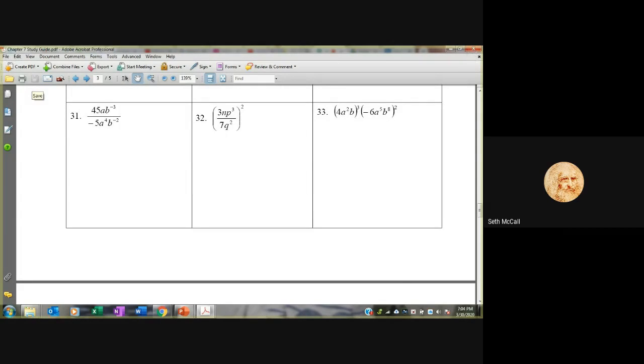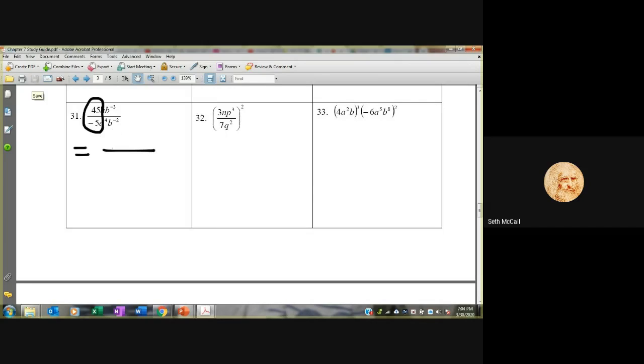31 is a fraction, and as we have done for all the other fractions, we want to look at the numerator first. And there's nothing to simplify in the numerator, so that's good. Now let's look at the denominator, and there's still nothing to simplify there. Okay, now we can look at it as a whole. Look at your whole numbers first. We have 45 divided by negative 5, and that's going to be negative 9. That negative 9 stays on top.